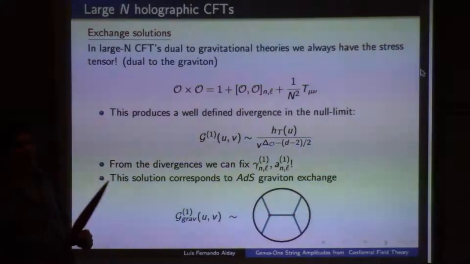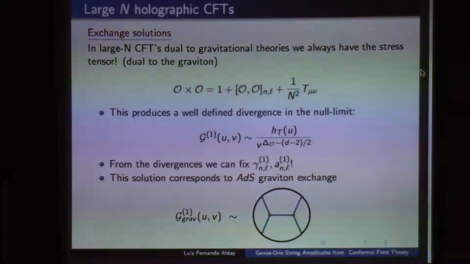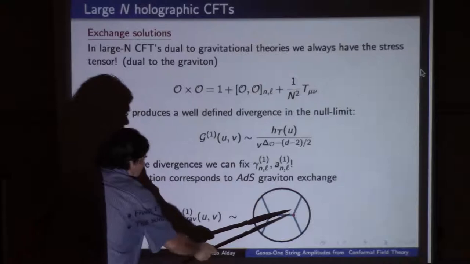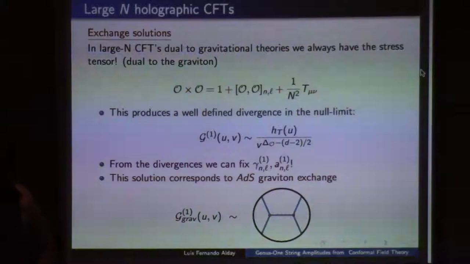Beautiful. Now, this solution, I can give it to you, is a bit ugly, but it's super explicit. And this solution corresponds, from the point of view of AdS, to an exchange diagram like this, where this intermediate state is the graviton, basically. And we will call this function grav, because graviton is too long.